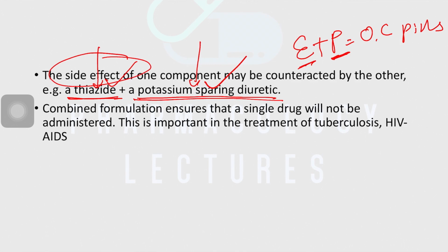And a combined formulation ensures that a single drug will not be administered, and this is important in the treatment of tuberculosis and HIV. In these tuberculosis, HIV, and AIDS infections, resistance takes a very important role, and we'll discuss in the antimicrobial sections what resistance is. Resistance means the response to the antimicrobial or antibiotic decreases, right? So it's a very major issue. So to counter that resistance, we need to give drugs in combinations. We need to give many drugs. So to counter that resistance, many drugs are introduced simultaneously. So at that time, we introduce multiple drugs.